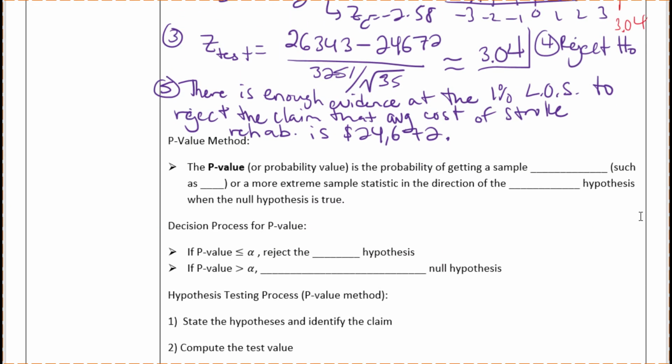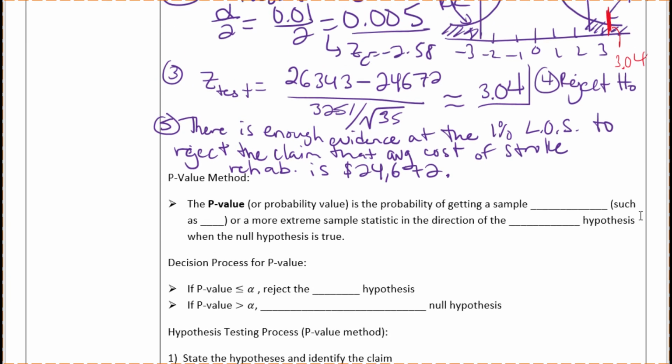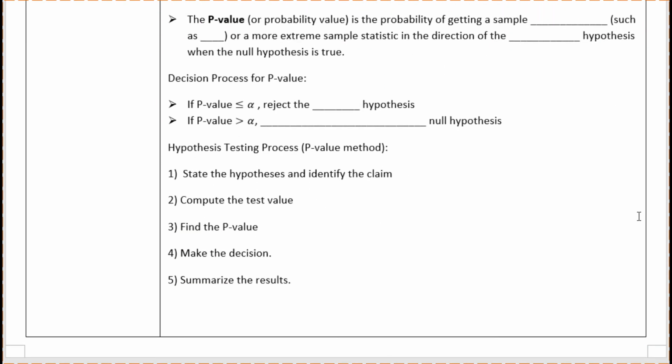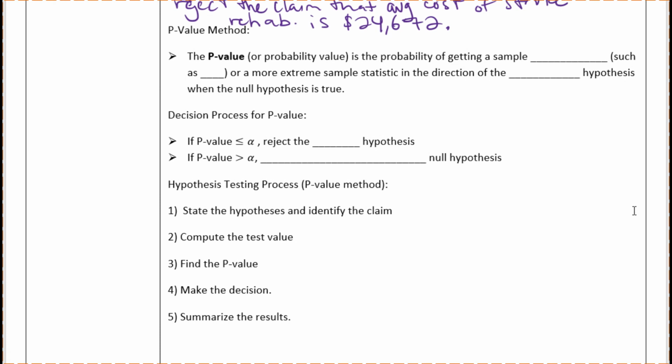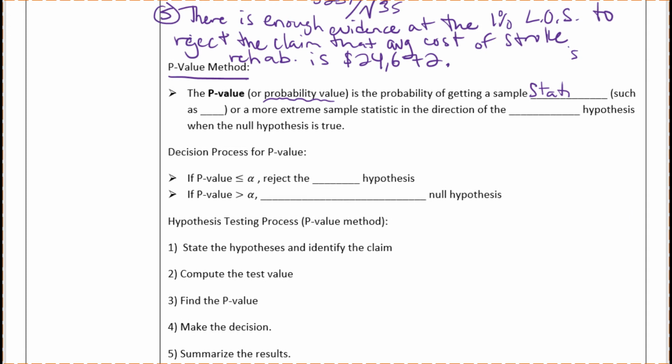All right, so now this is what is known as the traditional method. There's another method to hypothesis test, and that is the p-value method. So what is a p-value? A p-value is also known as probability value, and this is the probability of getting a sample statistic. Statistic is what you calculate.